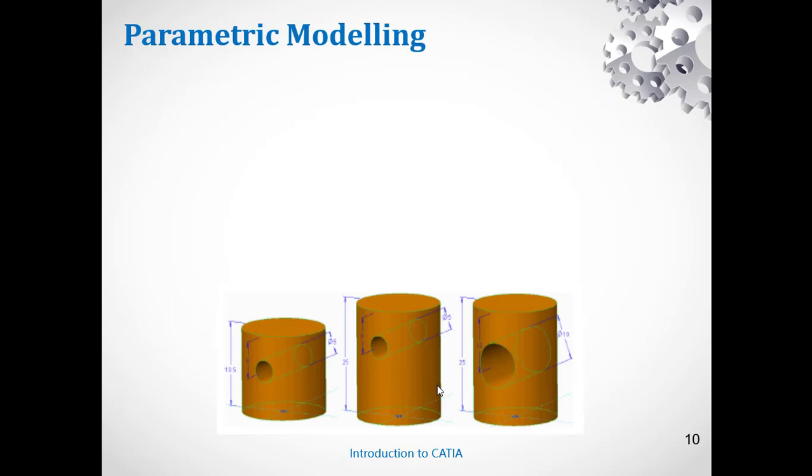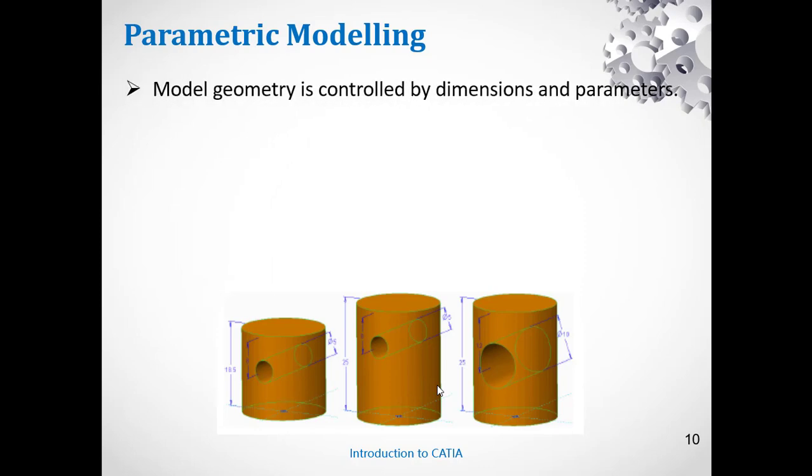Next comes parametric modeling. Parameters are actually the dimensions that we provide to our sketches or the features. The model geometry is controlled by dimensions and parameters. I told you that CAD tools allow us to easily modify the parts we have created.